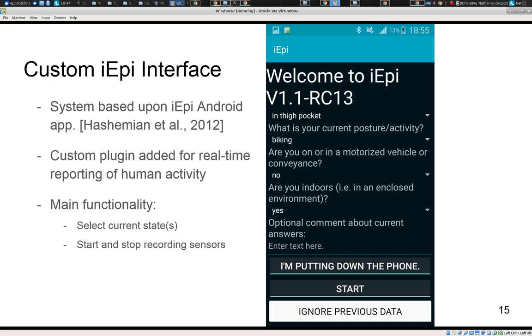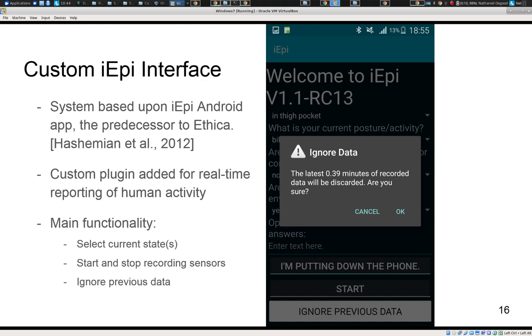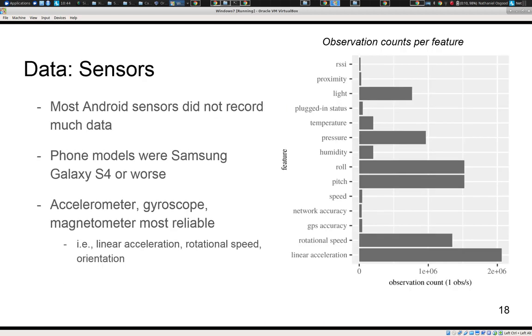And then finally you could say I'm putting down the phone. And that means it's going off person. There's no meaningful activity I need to indicate because it's not on my person. It's in my backpack, my pocketbook, it's on the counter, what have you.